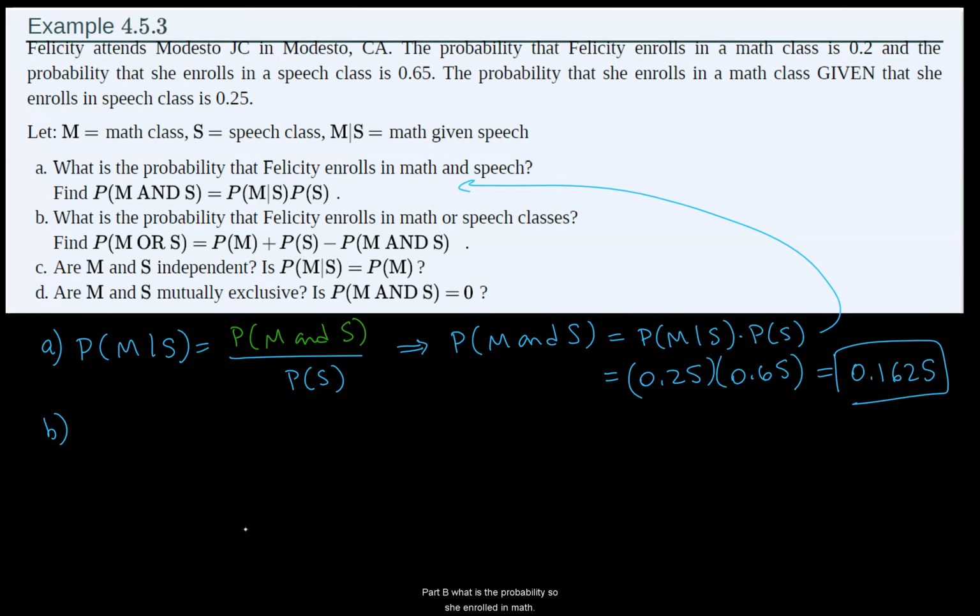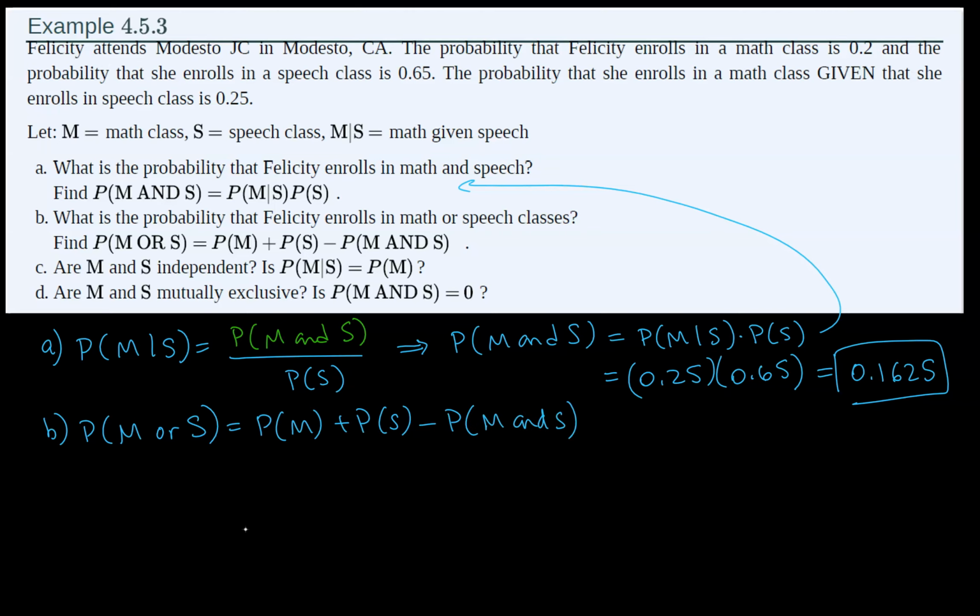Part B, what is the probability Felicity enrolls in math or speech? This is coming from our addition rule. Probability of math or speech is equal to probability of math plus probability of speech minus probability of math and speech. We're subtracting out math and speech because when we count for the probability of math and we count for the probability of speech, we actually double count the situations where math and speech are at the same time. Since we're double counting, we want to subtract one of those double counts out to make sure that our counting is accurate. So that's why we have this subtraction at the end happening.